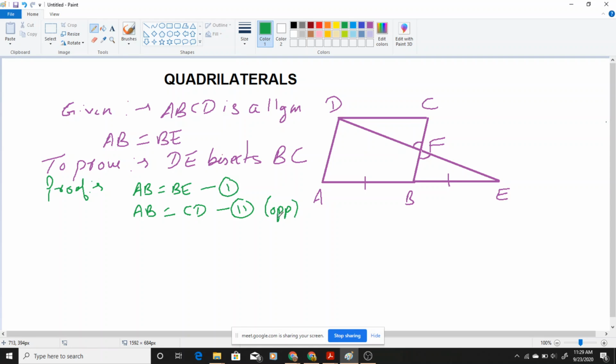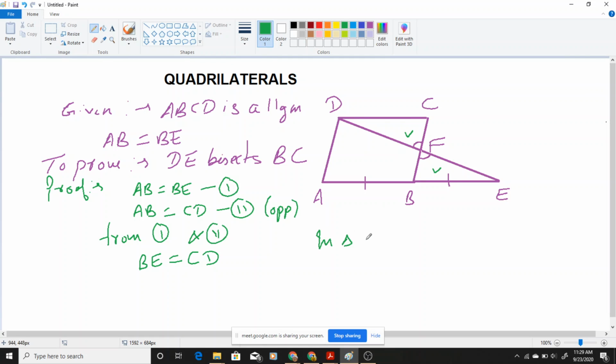So that means what? From first and second equation, can I write one thing? I can write that BE side is equal to CD. This BE and this CD are equal. Now I can prove these two triangles congruent. Now look, I am talking about these two triangles.